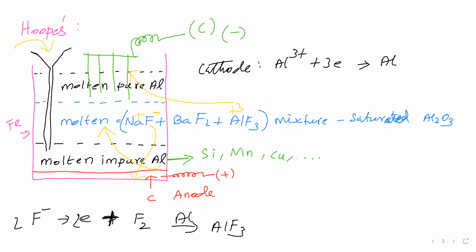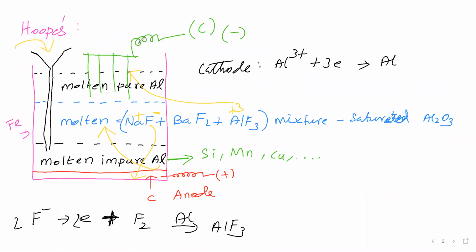It is having high thermal conductivity. So cooking vessels, if you see, are made up of aluminum. Aluminum vessels are used for cooking, because it has high thermal conductivity.